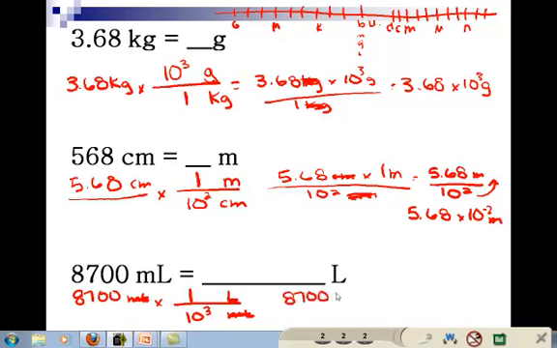So it becomes 8,700 liters divided by 10 to the third. Well, I can just either divide 8,700 by 1,000, or I can bring this up, and it becomes 8,700 times 10 to the negative third liters. But can I leave it as 8,700? No, it's got to be between 1 and 10. So when I actually make this between 1 and 10 with a negative 3, it becomes 8.7 liters.